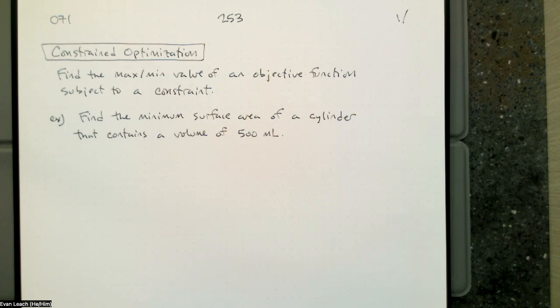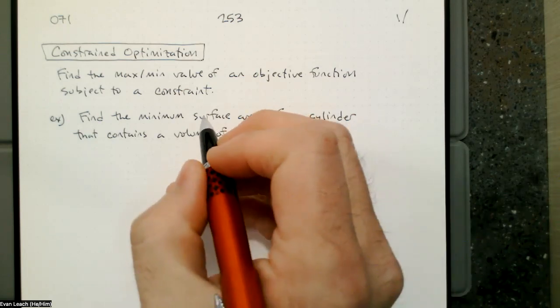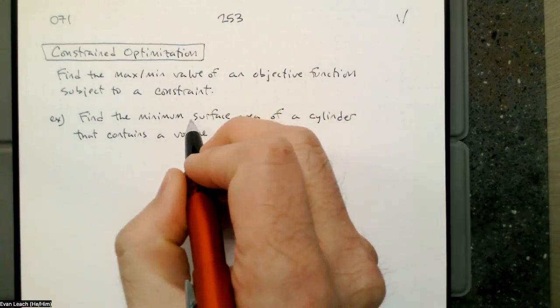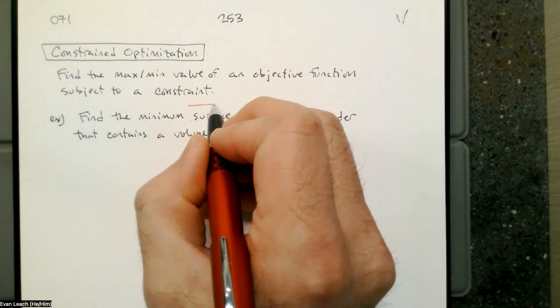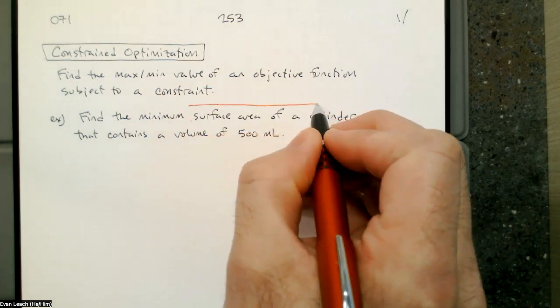So we want to build a cylinder that has a volume of 500 milliliters and then minimize the surface area subject to that constraint. So here we want to minimize our surface area. Here's the minimum, where we're doing an optimization problem. Surface area of the cylinder, this is what we're trying to minimize. So this is our objective.